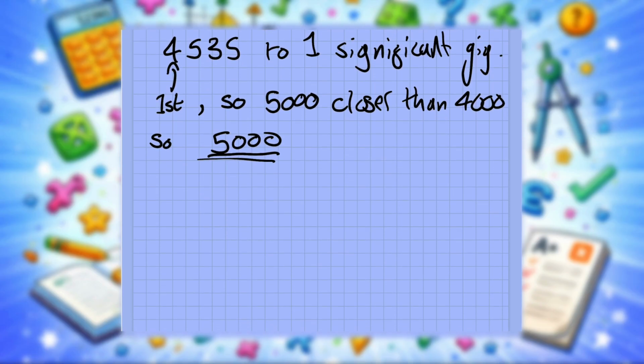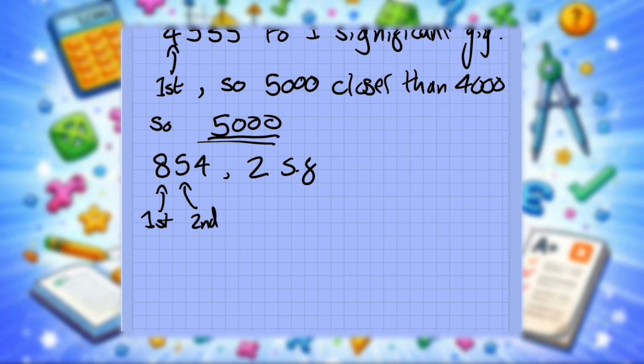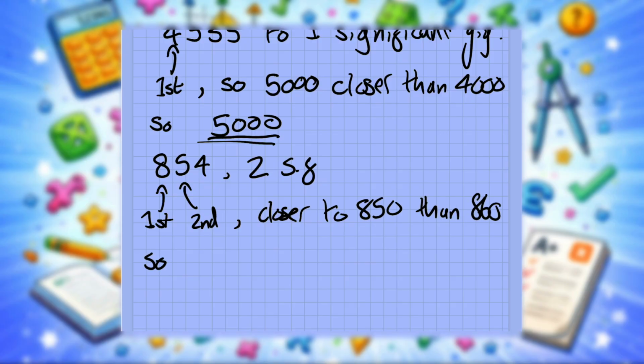Two significant figures is the same method. Taking 854 and writing to two significant figures, or SF, we can see the second value in the number is 50, which is in our tens. So we want to write 850 to the nearest 10. Since 850 is closer than 860, then the answer is 850. That is how we write in significant figures.